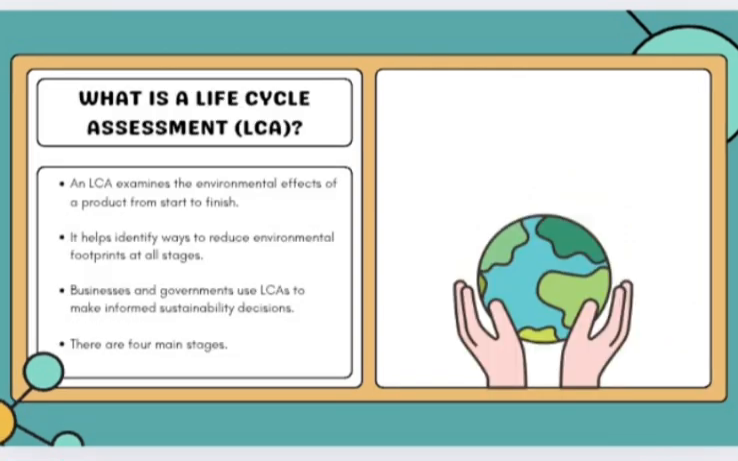What is a life cycle assessment? LCA. An LCA examines the environmental effects of a product from start to finish. It helps identify ways to reduce environmental footprints at all stages. Businesses and governments use LCAs to make informed sustainability decisions. There are four main stages. So let us see the four main stages.